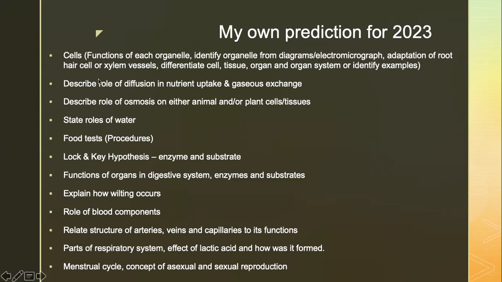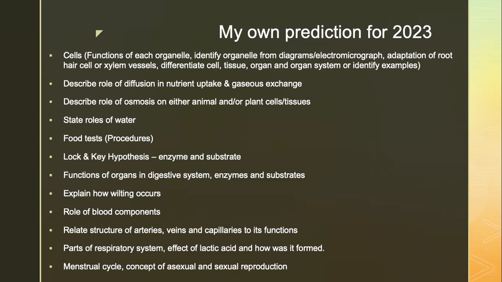Adaptation of root hair cell or xylem vessels. Differentiate cell, tissue, organ system, and identify examples. I give you one example that appear in the school paper. They may give you the cross-section of a leaf. So the whole leaf is considered an organ.